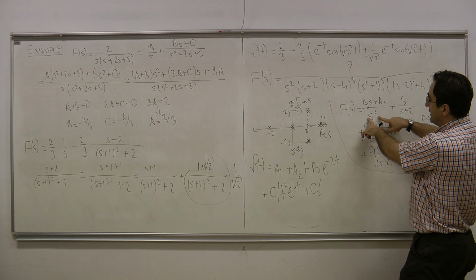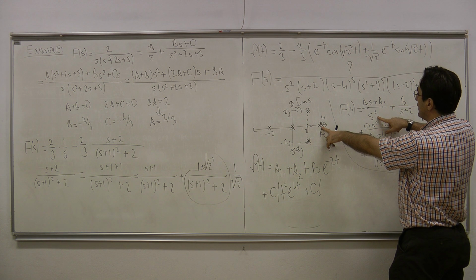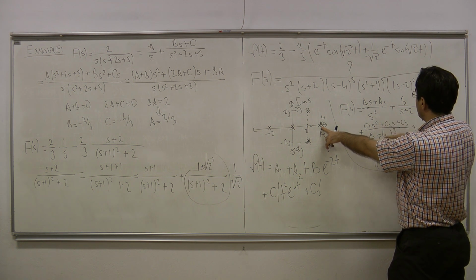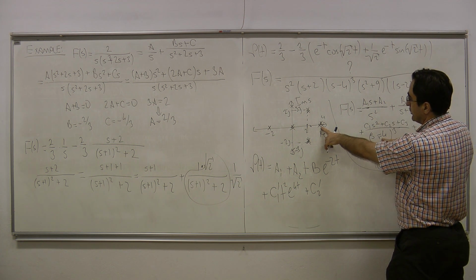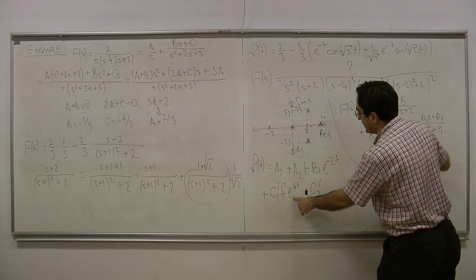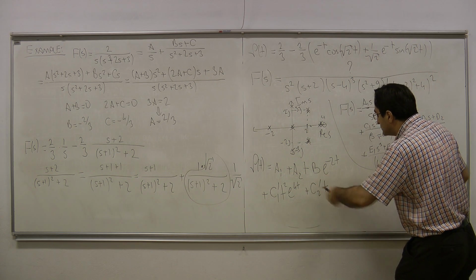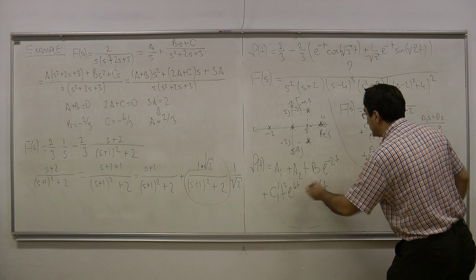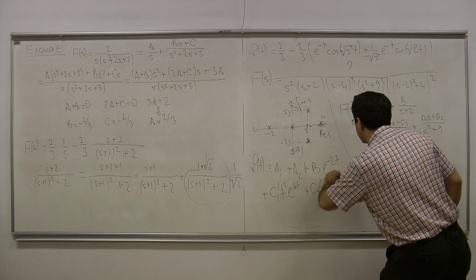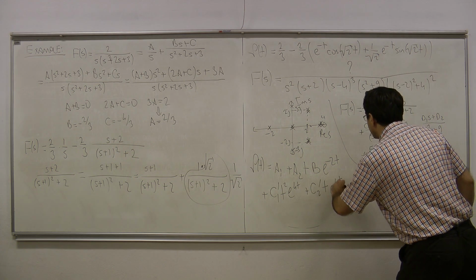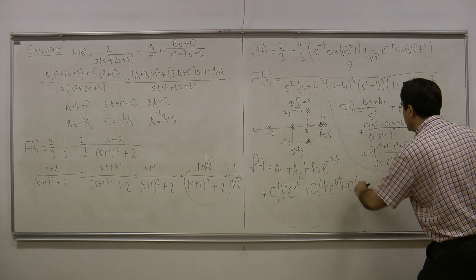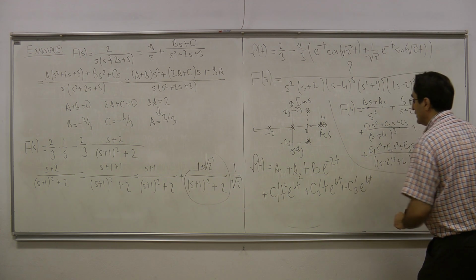What happened in the s square is going to happen most probably with s minus 4 cube. Okay? So I have t-square multiplication, but lower order multiples would also be possible in this case. So plus c3 prime times e to the 4t.